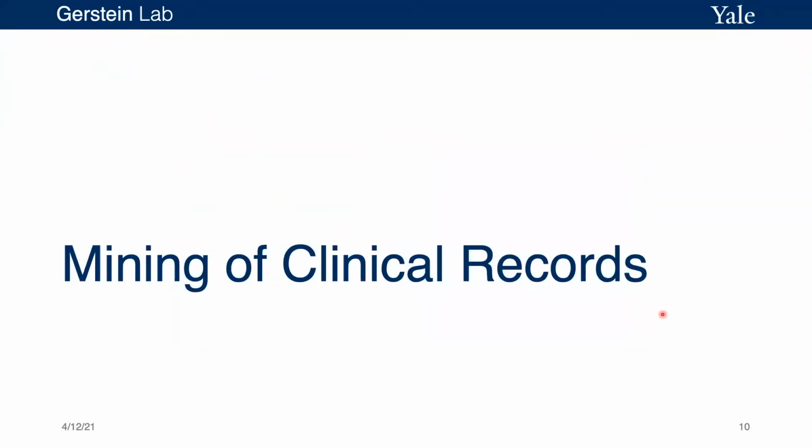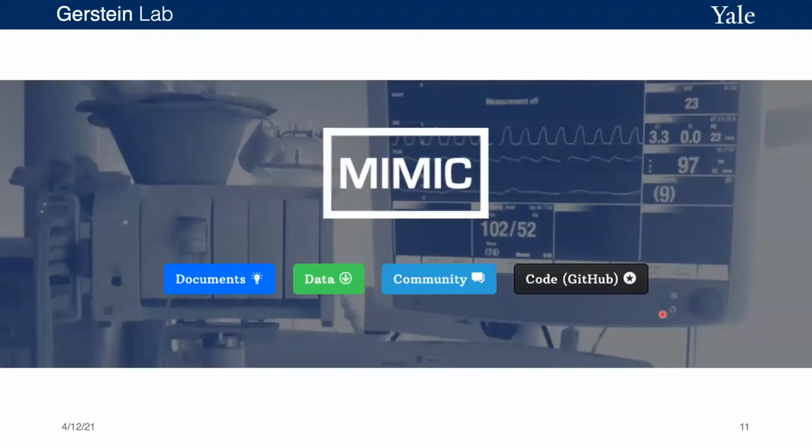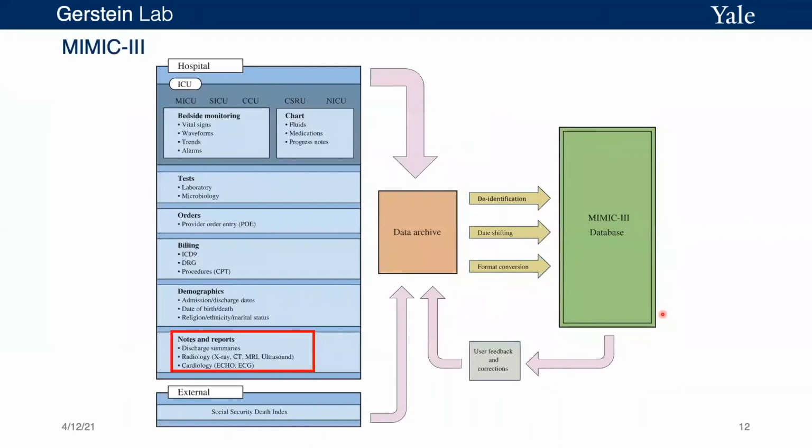Next, I'm going to briefly talk about clinical records. There are data sets like MIMIC, which is an abbreviation for Medical Information Mart for Intensive Care. This database is used very widely in mining of electronic health records. It is a massive database that contains all kinds of information, including monitoring signals and charts, and most importantly, notes and reports, like discharge summaries and radiology and cardiology reports. This is the kind of text we are mining when we are analyzing electronic health records.